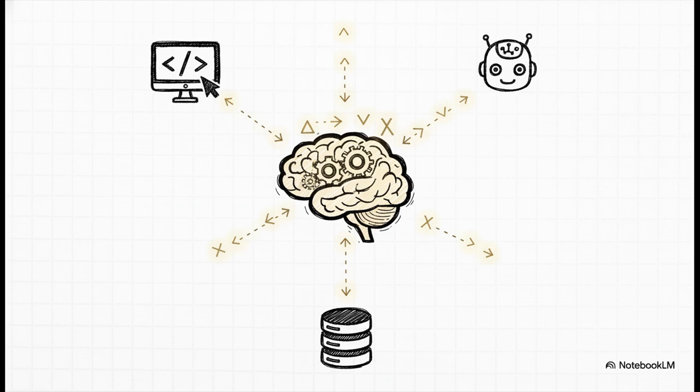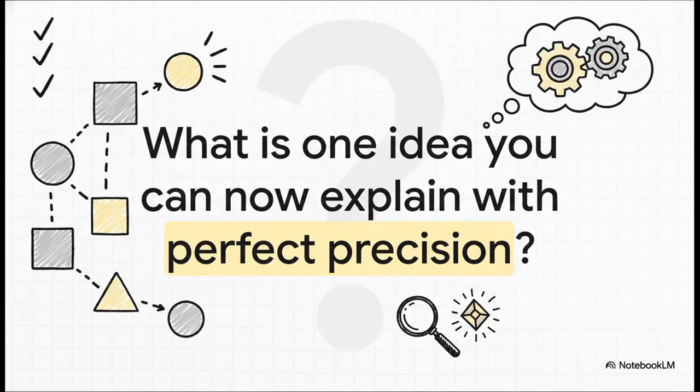So I'm going to leave you with a final thought, a challenge. We've just handed you a toolkit for building precise, unambiguous thoughts. So my question to you is, what's one idea, from your job, from a hobby, from anywhere, that you can now go and explain with perfect precision?